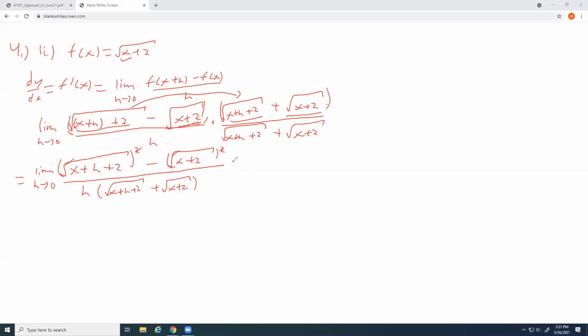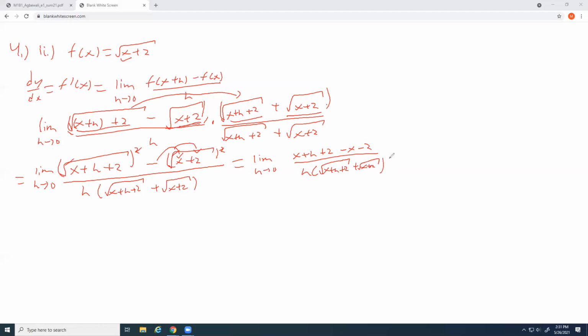And then this is going to simplify to, so I cancel out the square root, I'm going to distribute this negative sign to our x and our 2. So I'll have the limit as h approaches 0 of x plus h plus 2 minus x minus 2, all divided by h times root x plus h plus 2 plus root x plus 2 still.